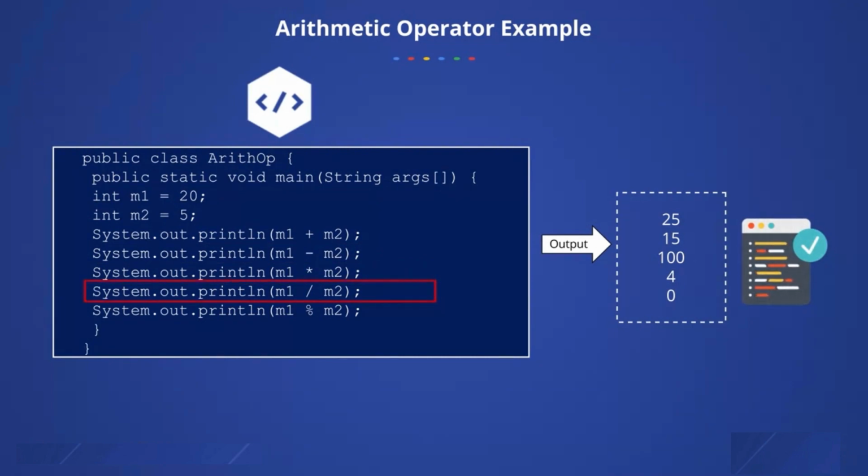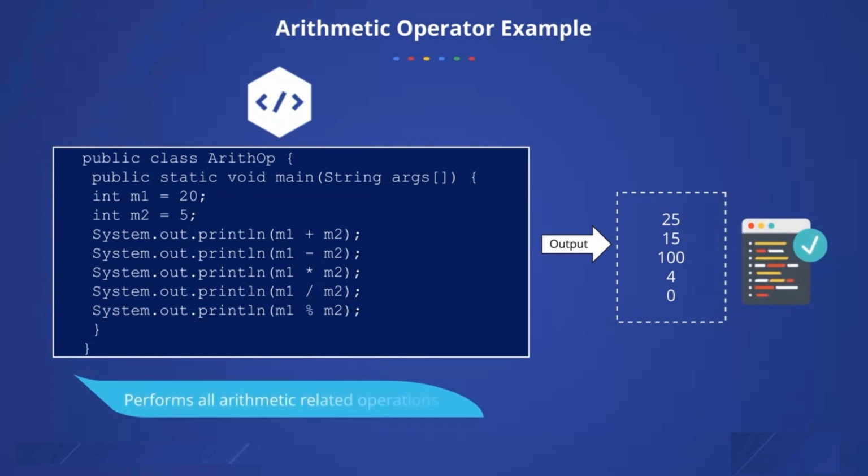In division, understand that it will give you the quotient part. If you generally do the division, you will get the quotient part, right? That quotient part is what it gives. That means if you divide 20 by 5, it goes 4 times, right? That 4 is what comes as the division result. And percentage is nothing but something which gives the remainder. That means 20 % 5, the remainder if you look at is 0. That is what it gives. So these are arithmetic operators because they perform addition, subtraction, multiplication, all arithmetic related operations.